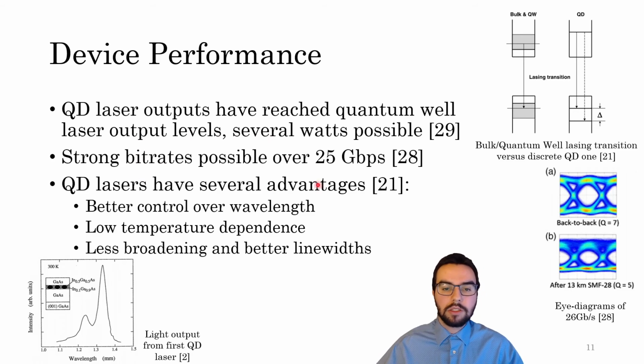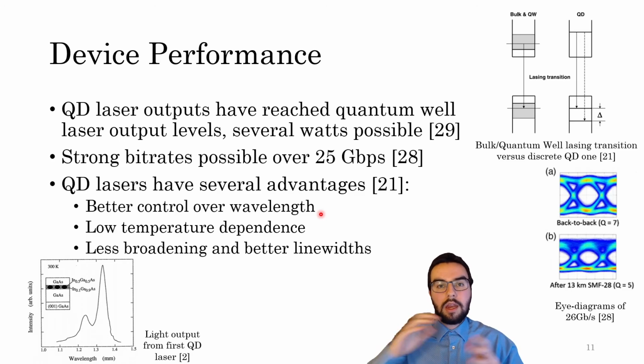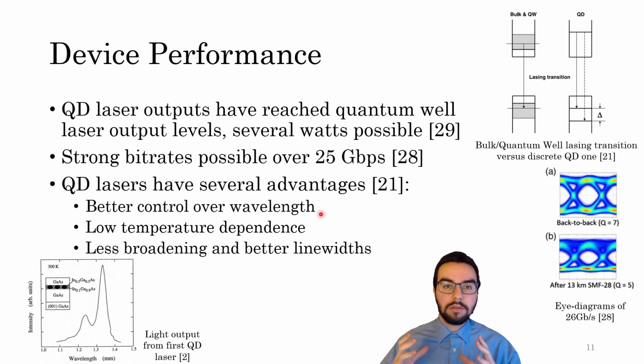The bit rates are quite good at over 25 gigabits per second, and the quantum dot lasers actually have several advantages. One being better control over wavelength, because the wavelength can actually be set by the size of the quantum dots. Specific materials don't need to be developed for a specific wavelength.